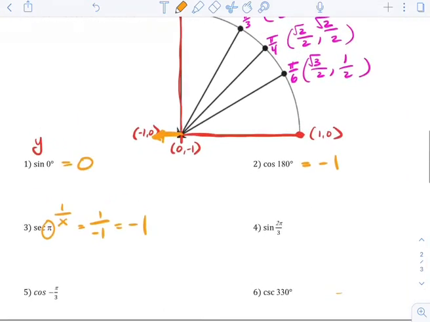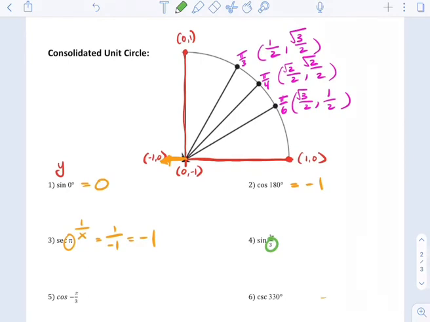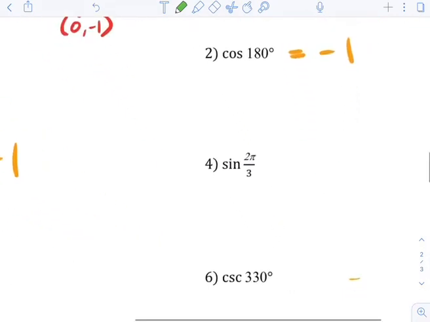Keep going along. 4, 2 pi over 3. Well, I already know what my related acute angle is going to be because the denominator always gives it away. I have 3 on the bottom. I know that it's going to be a 60-degree related acute angle. But if we're not sure, we want to check.